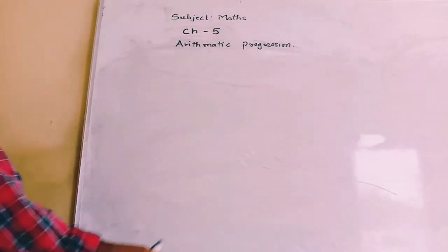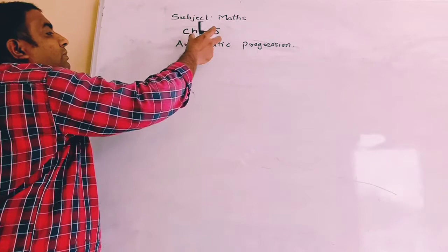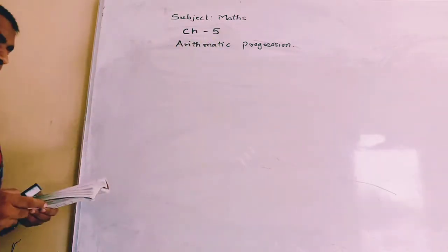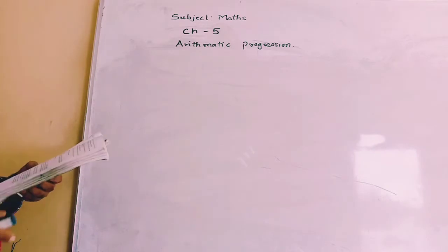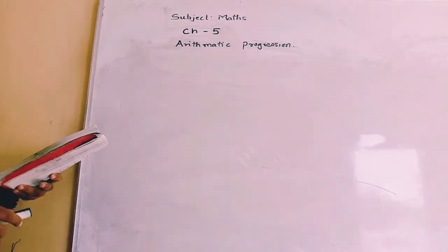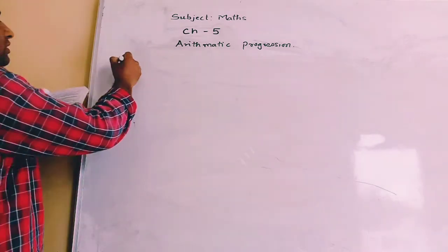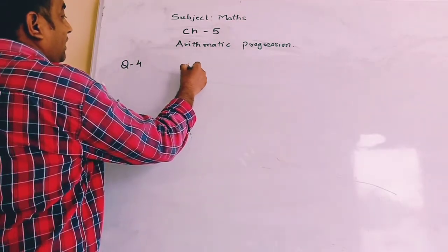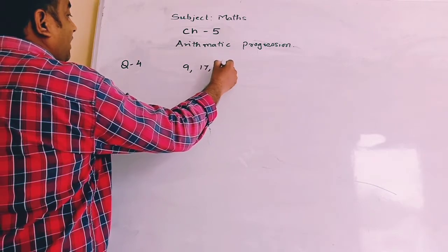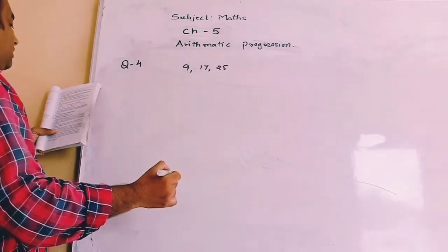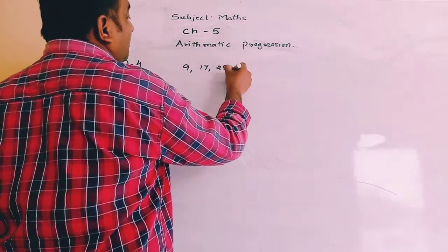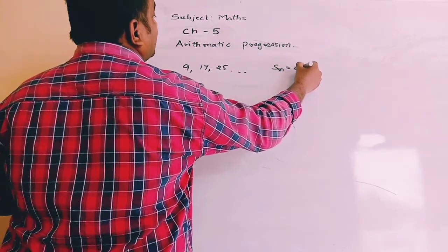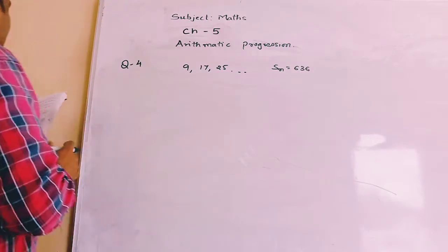Hello friends, today in subject math chapter 5 arithmetic progression, we will see exercise 5.3 question 4 to 10. So question number 4 is: for the AP 9, 17, 25, how many terms will give sum equal to 636?